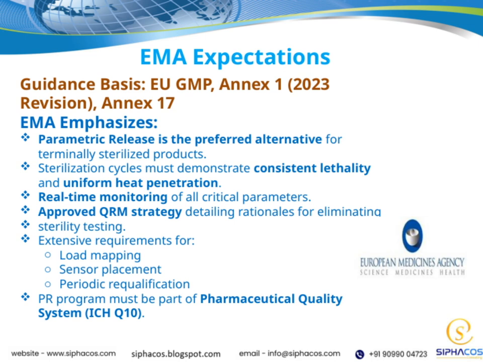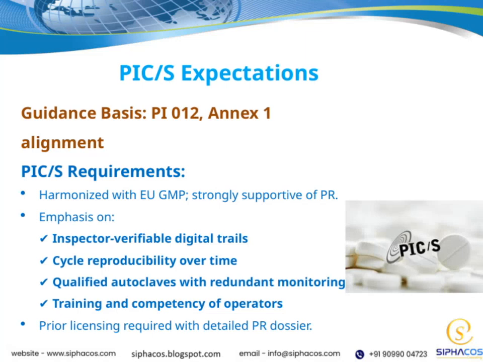Importantly, any parametric release program should be integrated into the pharmaceutical quality system, aligning with ICH Q10 principles. Overall, the EMA's expectations revolve around ensuring a robust, scientifically justified approach that emphasizes process control and continuous validation, aligning with the broader goal of maintaining product quality and patient safety. Let's look at the guidance basis here, which is PI 12 and its Annex 1 alignment.